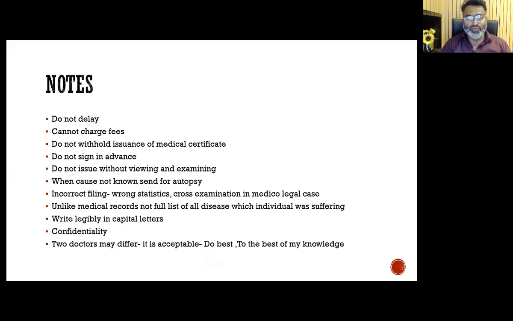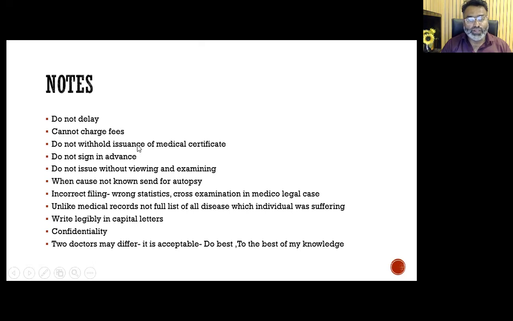Now, some important points: do not delay. Give the cause of death immediately after death. You take your own time, and you just need to mention three things: immediate cause of death, intermediate cause of death, and underlying cause of death. And then some contributing factors. Since you have treated this patient, this should not take more than 2 minutes, 3 minutes, or at the max 5 minutes. We cannot charge fees for giving a medical certificate of cause of death.